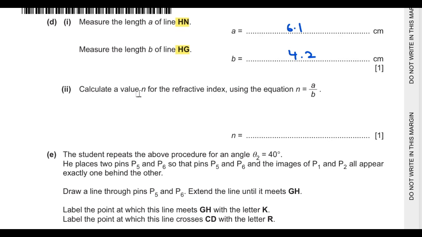The second part says calculate the value of n, the refractive index, using the equation A over B. So A is 6.1 and B is 4.2. Dividing them both, I will get the refractive index, which is 1.5.